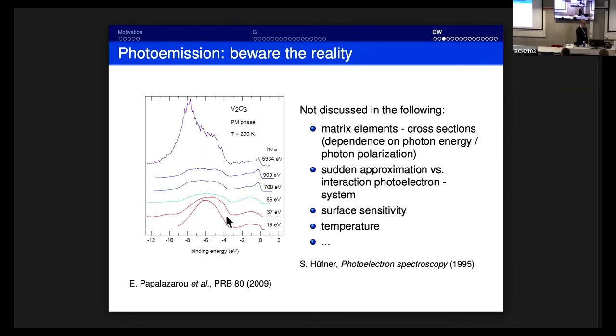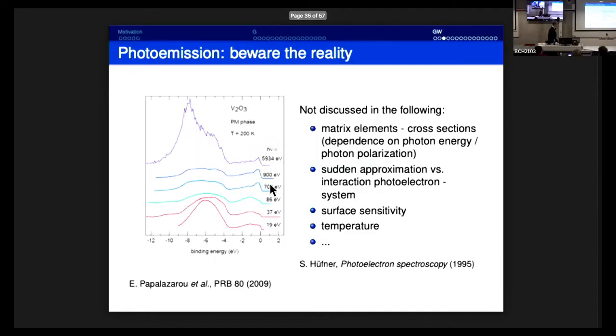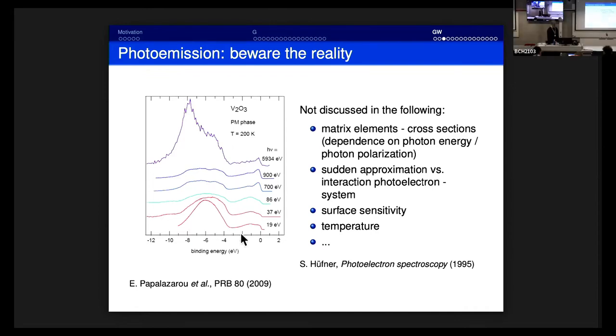Because here you have a series of photoemission spectra for the same material. It's V2O3. So the material is always the same. What is changing from one curve to the other is the energy of the photon. And you see that the spectra are completely different. So the spectra are in particular dependent on the photon energy. And you see that the removal energies are more or less the same. In principle, they should be the same, but the shape of the spectrum is completely different. And this has nothing to do with the Green's function. The Green's function or the spectral function is not photon energy dependent. It has to do with all these aspects that are related to the interaction of light with the matter and the photoemission process itself.